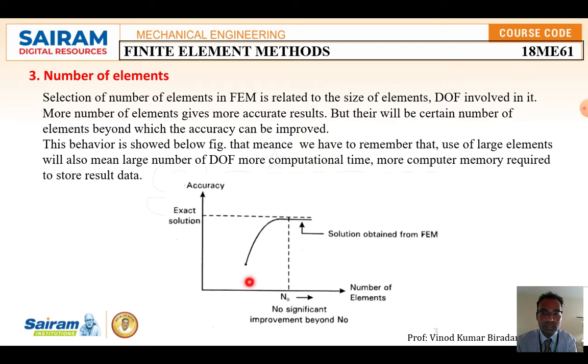There is no significant improvement beyond this point. Here is the exact solution. Accuracy depends on the number of elements: the more elements you divide into, the more accurate the solution obtained from the FEA will be. The curve will be shaped like this, and we get a result nearer to the exact one.